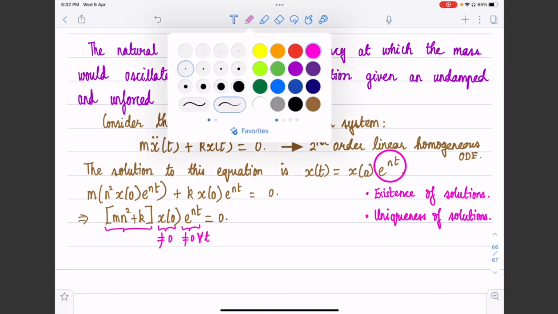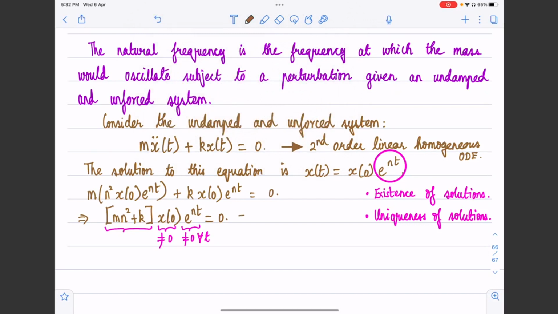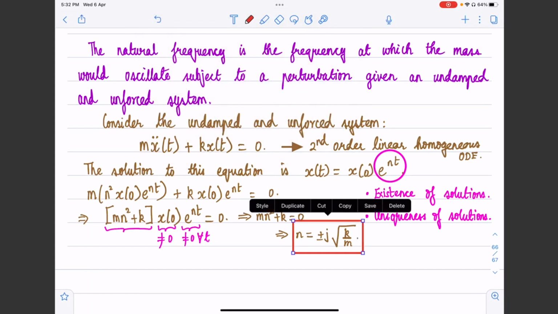From this argument, we can only say that m n squared plus k is equal to 0. This implies that the exponent n is equal to j times square root of k by m. I hope that is clear. Because m n squared plus k equals 0 means n squared will be minus k by m, and when we take the square root of it, we get a complex exponent. So I hope it is clear how we got this.